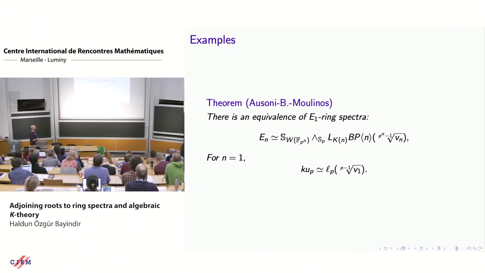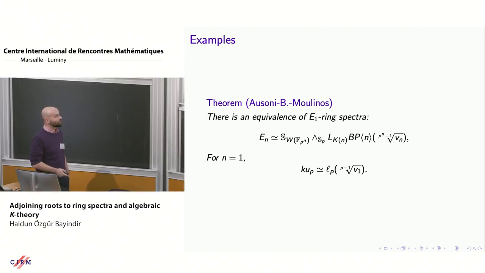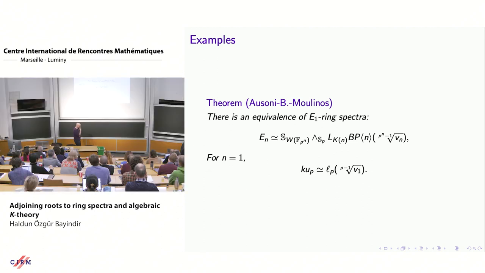For n equals 1, this gives us that the complex K-theory spectrum can be obtained from the Adams summand via this root adjunction formalism as an E1 algebra. So this is an equivalence of E1 algebras. One reason we were interested in this root adjunction formalism is that when you adjoin a root, you obtain a p minus 1 graded ring spectrum. So let me say a few things about that.